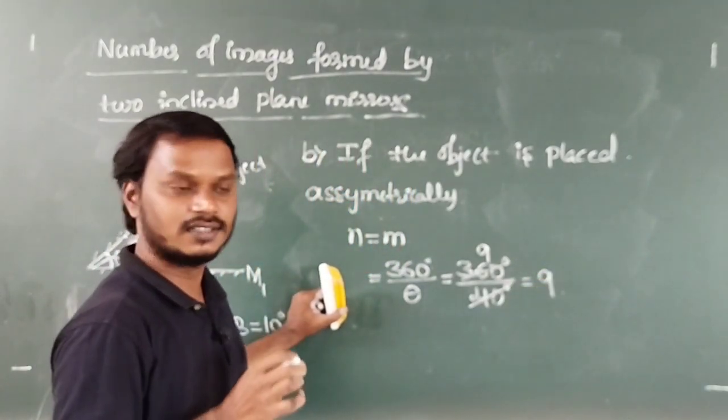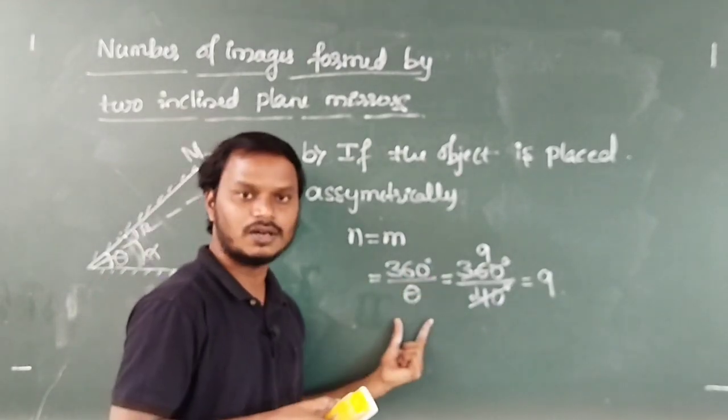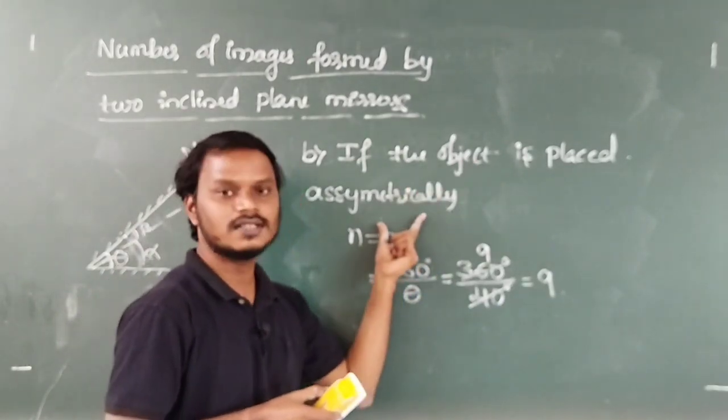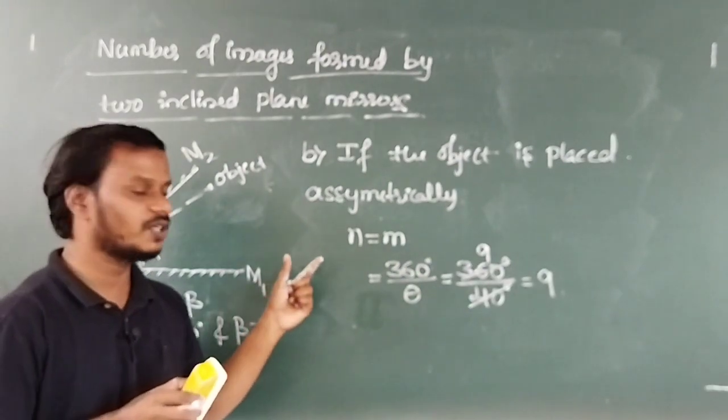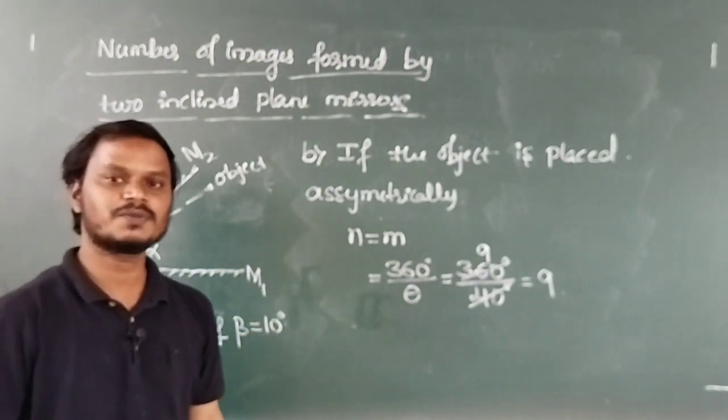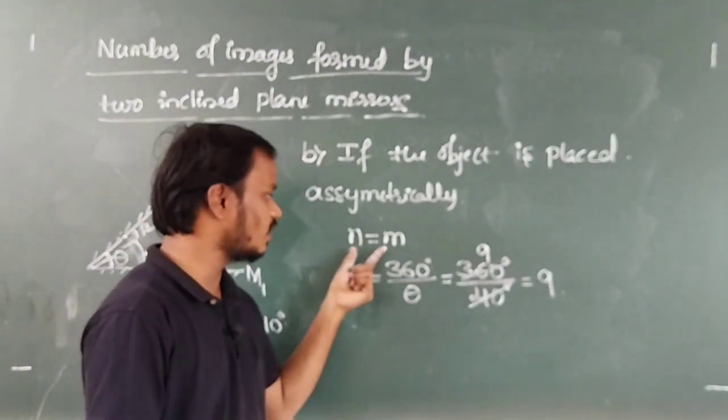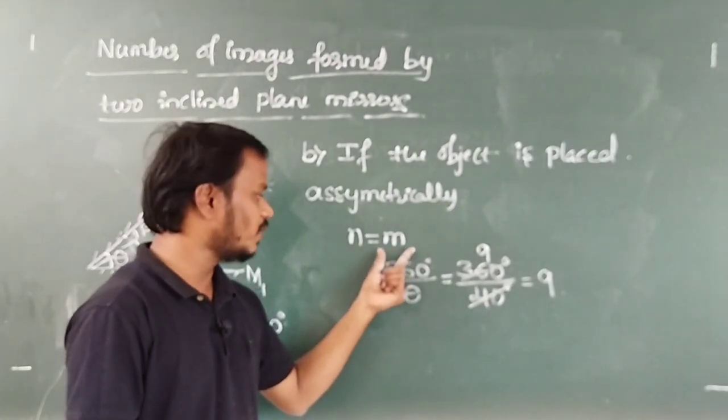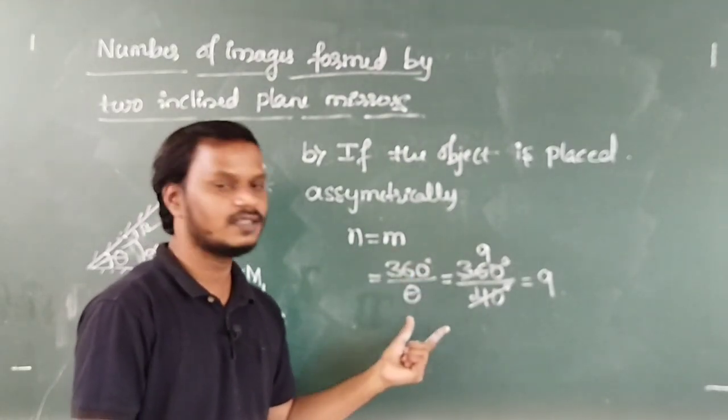What is the condition here? 360 by theta must be odd and the object must be placed asymmetrically. Then what is the formula used to find the number of images formed by the two inclined plane mirrors? That is n is equal to m. m is nothing but 360 degree divided by theta.